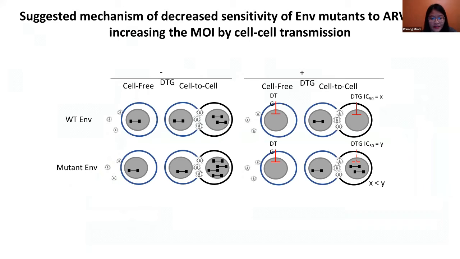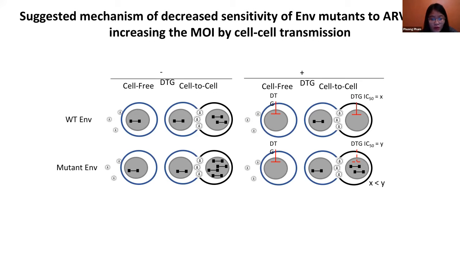And so taken together, these results suggest that in a spreading infection, the ENV mutations may decrease the sensitivity of HIV to dolutegravir by increasing the infective multiplicity of infection, known as MOI, via highly efficient cell-to-cell transmission. You can imagine that a mechanism like this would result in more than one productive infection event per target cell. So, for example, in the absence of dolutegravir, which is shown in the left diagram, cell-free infection with wild type and mutant envelope can occur, resulting in one productive infection per target cell.